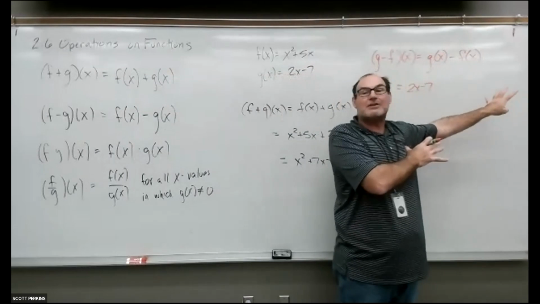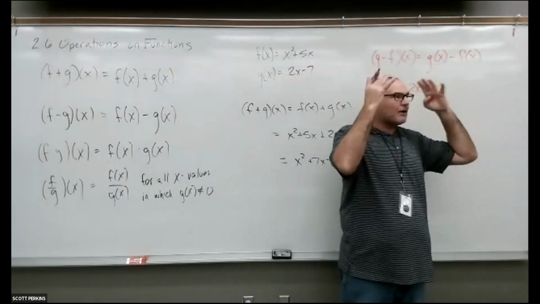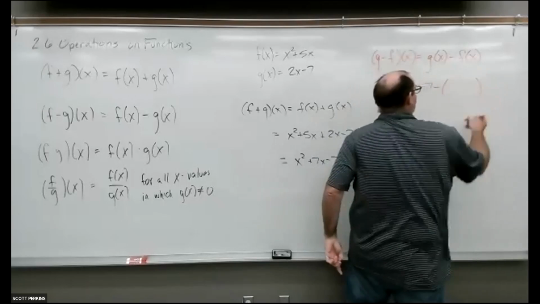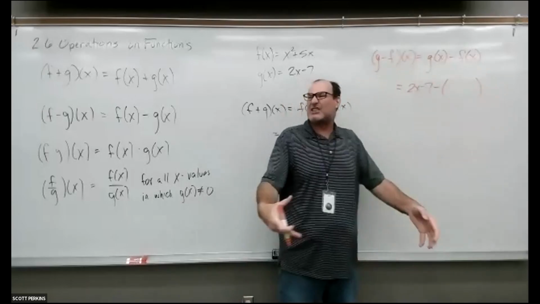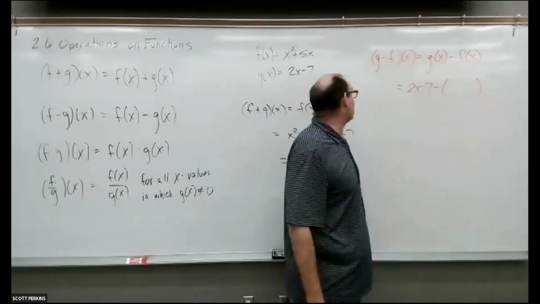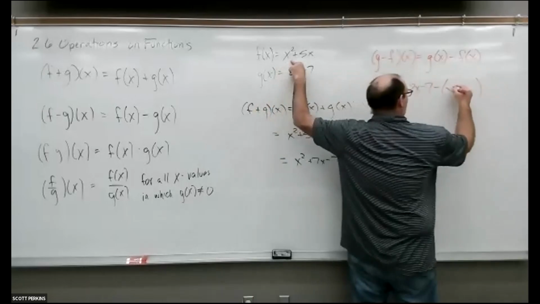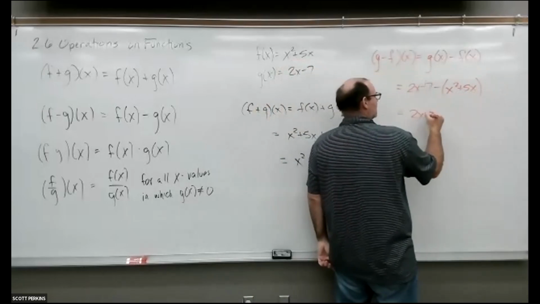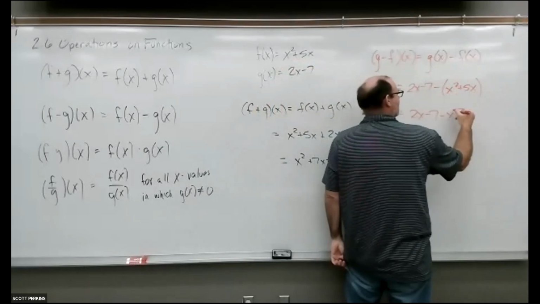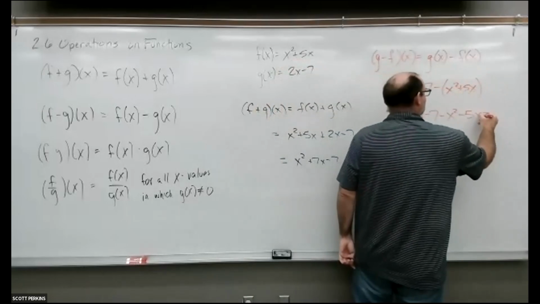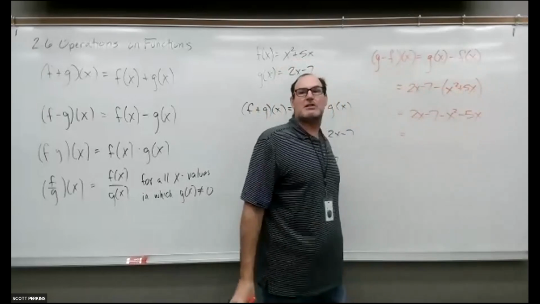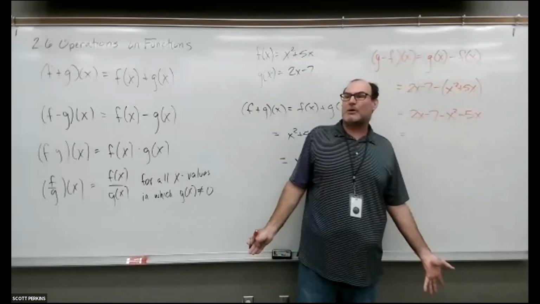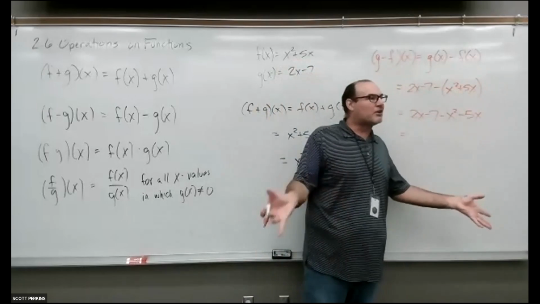So what I like to do to make sure that I do that, I don't trust myself to do that in my head. So I'm just going to put a parenthesis here so that I remember I need to distribute that negative, that minus sign. And then f of x is x squared plus 5x. So when I distribute, negative x squared, negative 5x, and then I'm just going to make this look a little cleaner. In algebra, we like to put our polynomials in descending order, although I wouldn't mark you wrong for that.